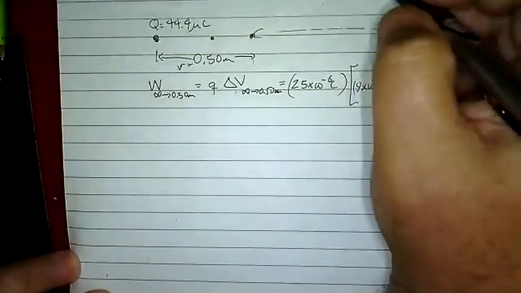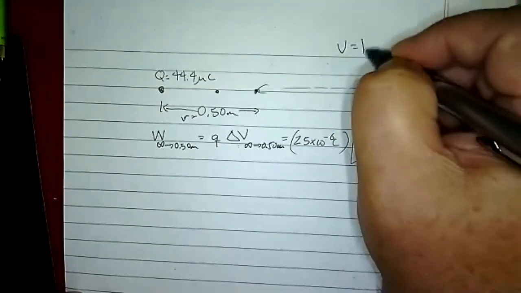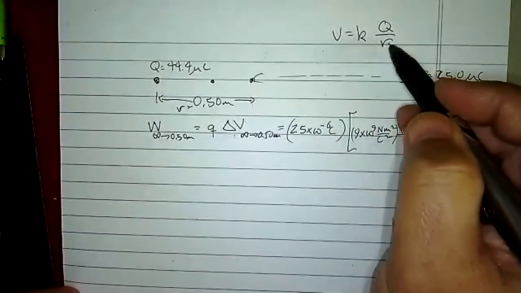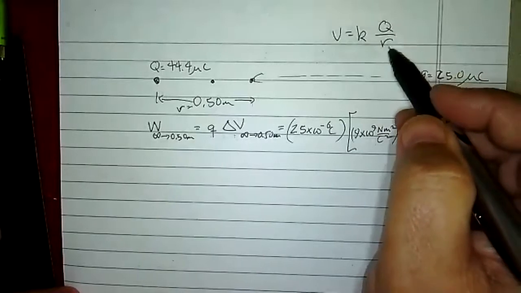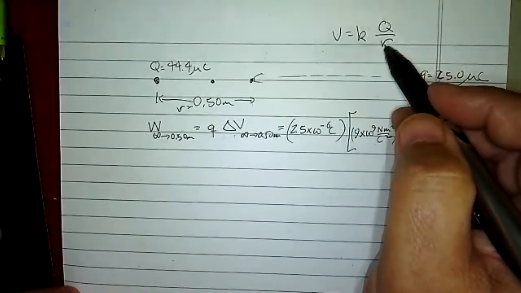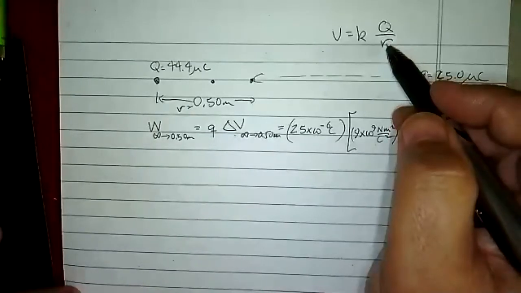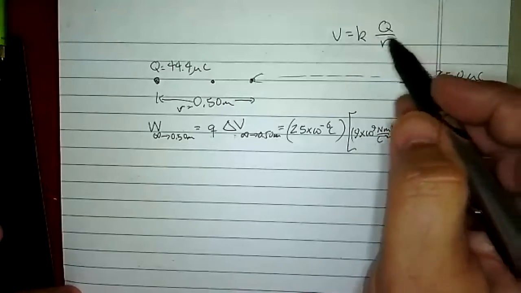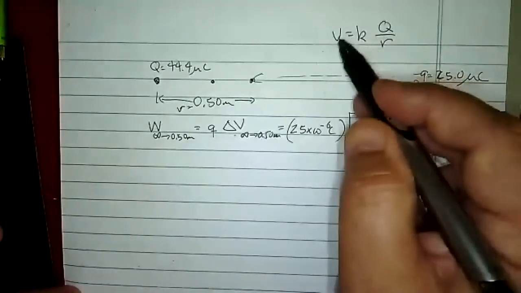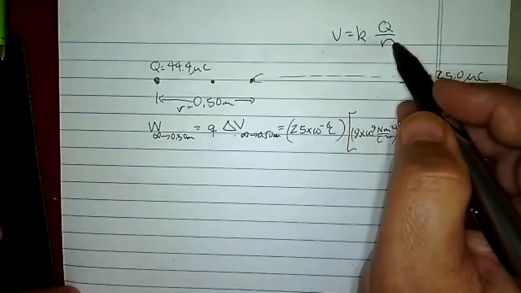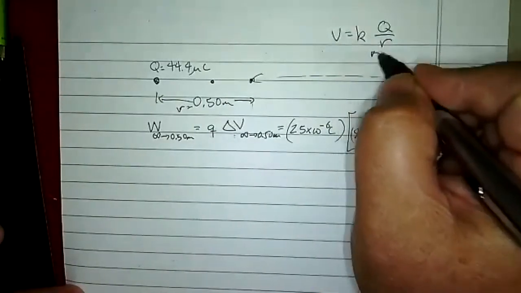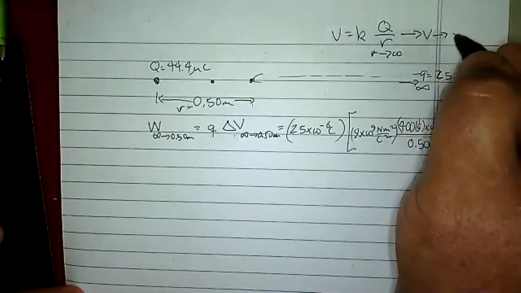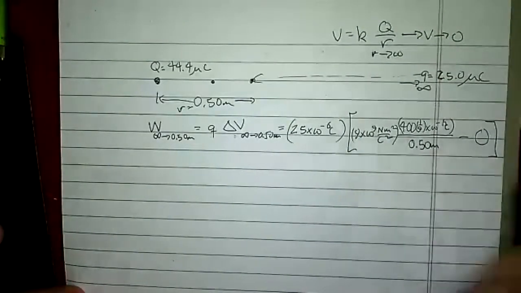Well, if you look at the formula, V equals KQ over R. If I let R be 1, I get KQ. If I let R be 2, I get KQ over 2. If I let R be 10, I get KQ over 10. If I let R be 10,000, I get KQ over 10,000. I think you can see the bigger R gets, the smaller this voltage gets. And in fact, when it gets infinitely big, as R approaches infinity, then V approaches 0. So this other voltage is just going to be 0.